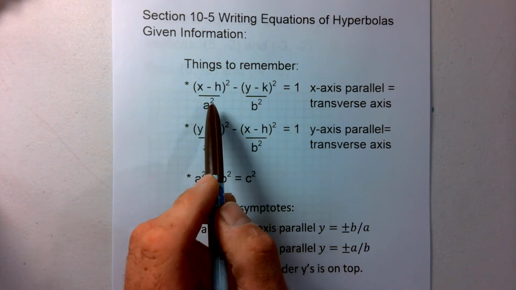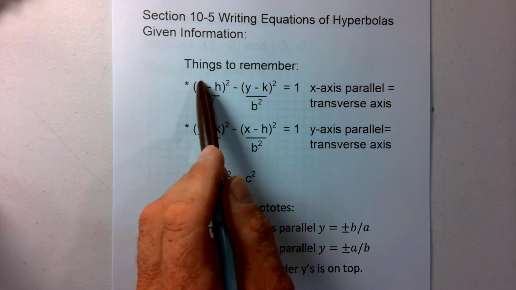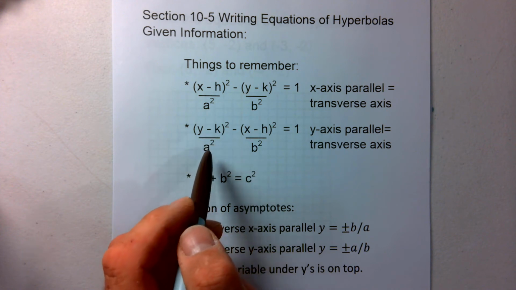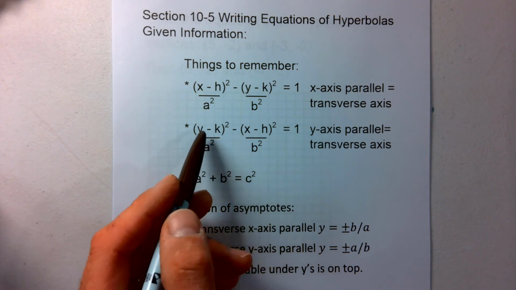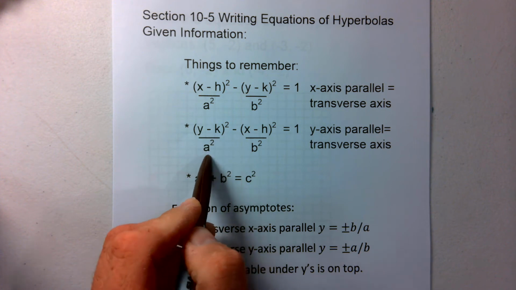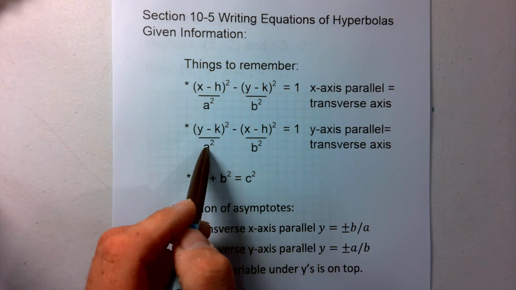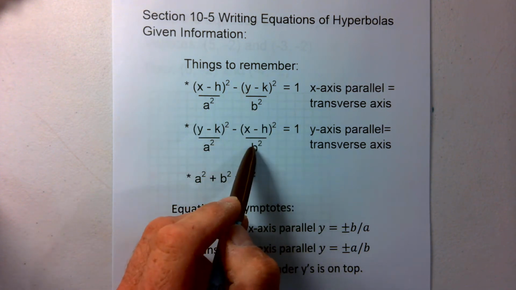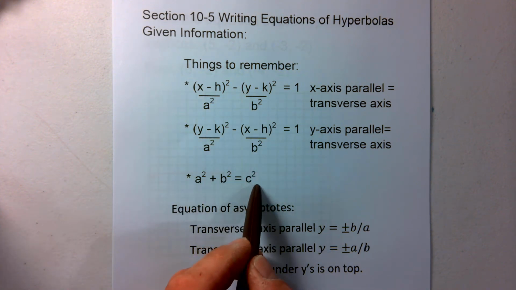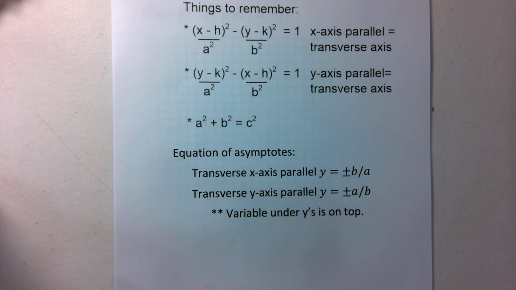If our transverse axis is parallel with the x-axis, our x's are coming first, and it's going to be over our a squared. If the transverse axis is parallel to the y-axis, then our y's are coming first over our a squared. Recall our a squareds are always going to come first, then our b squareds are going to be second. Also remembering that a squared plus b squared equals c squared in this case.